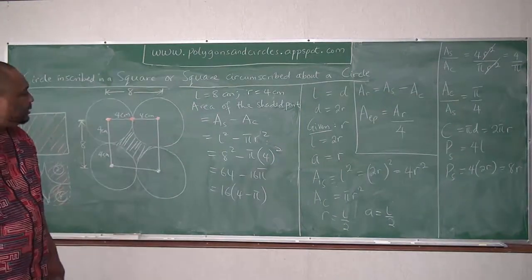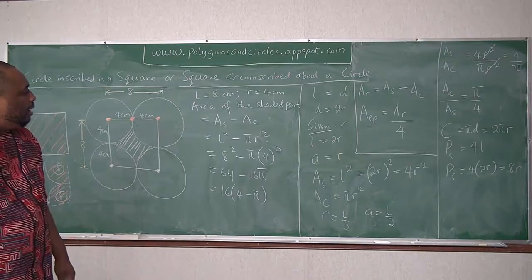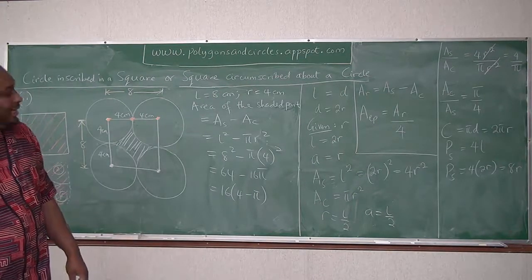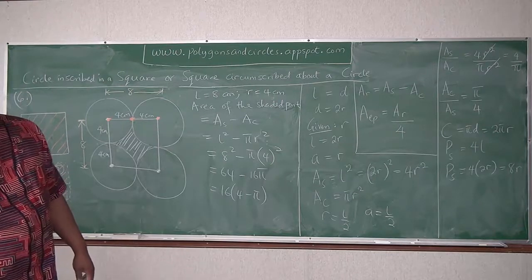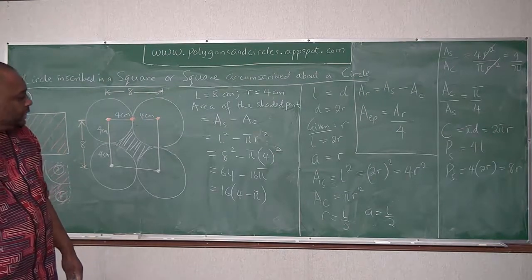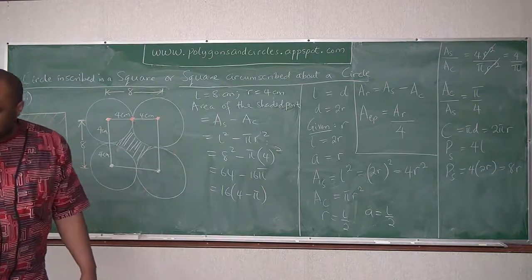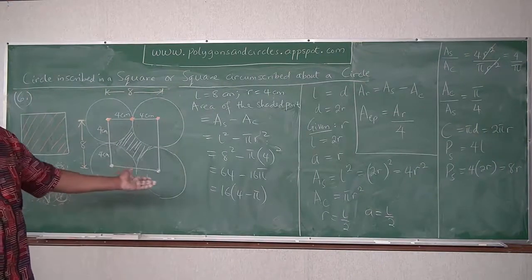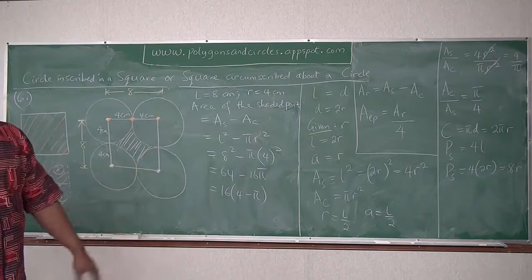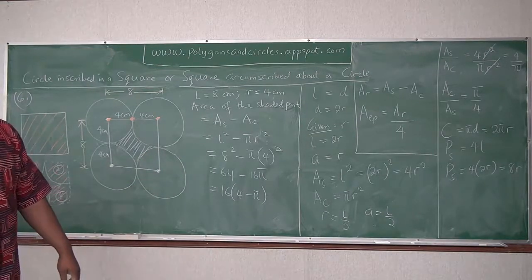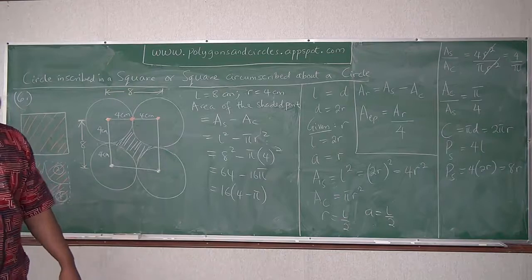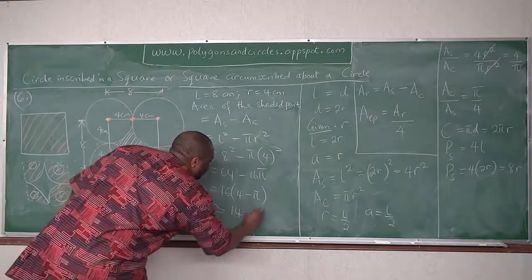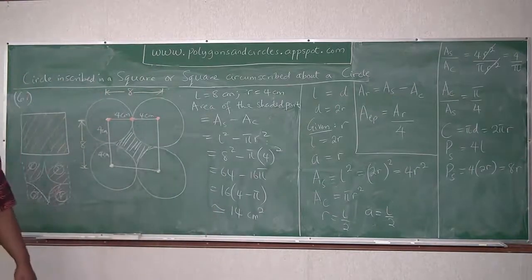They want it to the nearest square centimeter. So we have 51, 39, 32, 25, 14. This is the previous one we just did, and we got 13.7. So the answer is 14. Approximately 14 square centimeters.